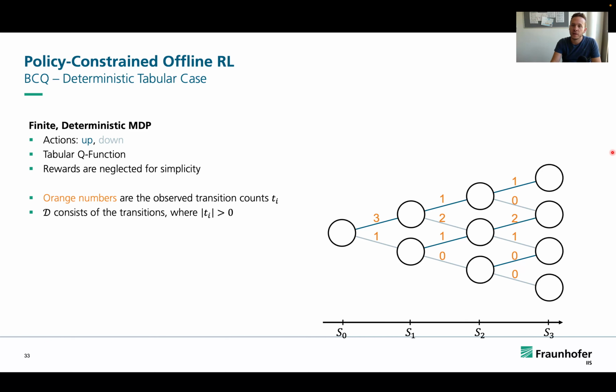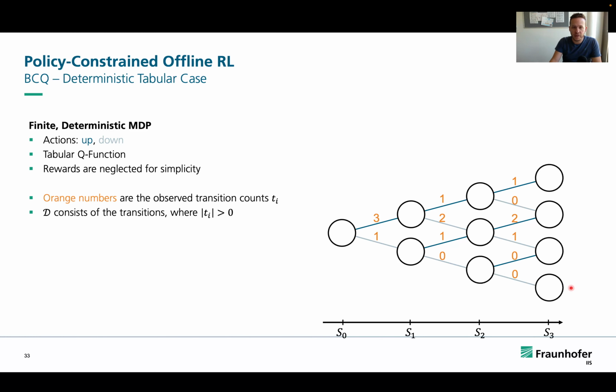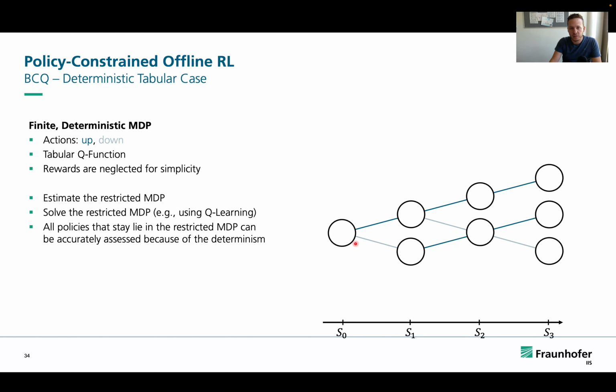What we now want to do is, since it's a finite and deterministic MDP, which makes things a little bit easier, to use this data set to estimate the restricted MDP. We throw away everything that has not been selected, and this would be the resulting MDP. Nothing else can be selected, so nothing else is part of the data set, and we really don't get to that point. We get the restricted MDP, so we have knowledge about everything that happens in this part of the MDP. And then we could solve the restricted MDP.